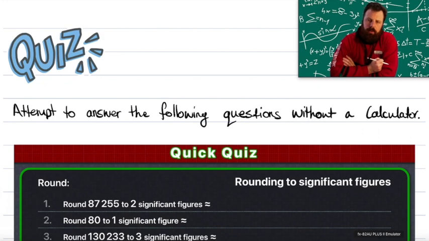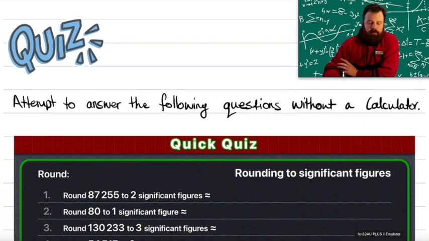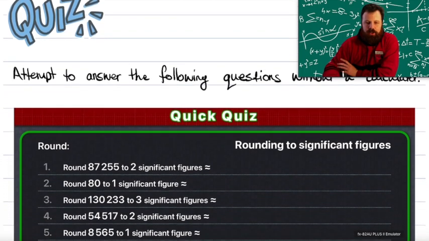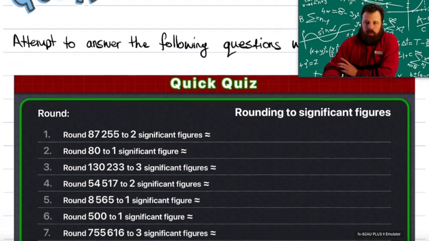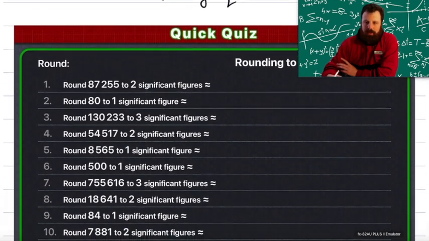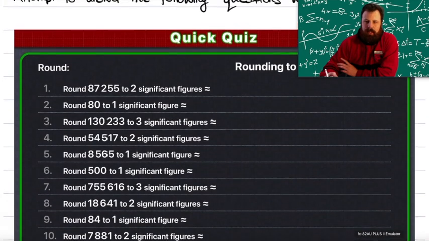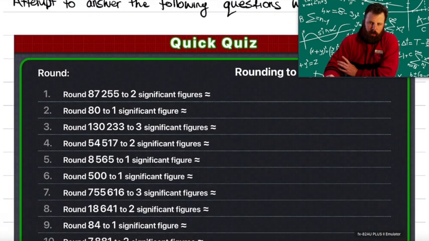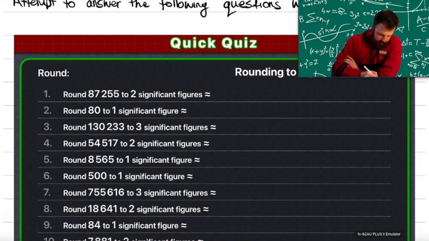Today, going back to a bit more of a stock standard normal lesson. So we're going to start off with our 10 quick questions for this week, and our 10 quick questions today are going back to rounding significant figures. Just a reminder, significant figures just mean the first important numbers in our question here.